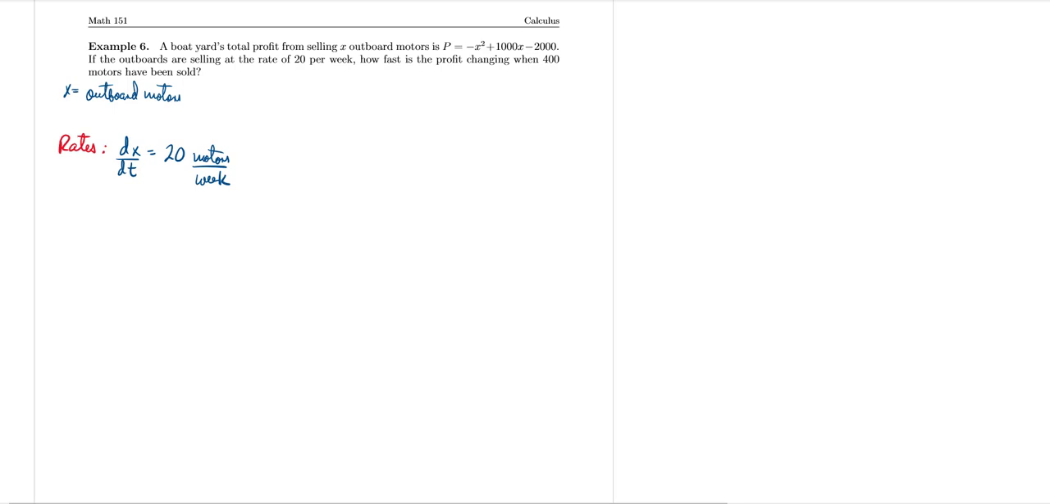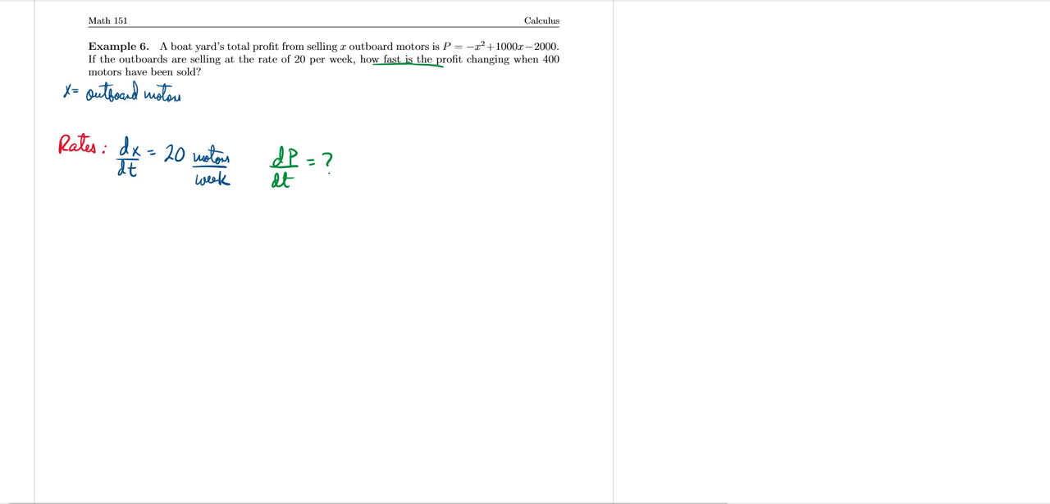Now we want to figure out how fast the profit is changing when 400 motors have been sold. How fast the profit is changing is mentioning the rate of change of the profit. The thing is, though, we don't know this one yet. Not to worry, though. We'll figure it out.